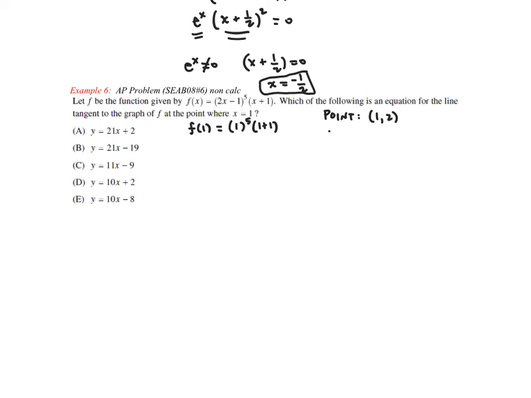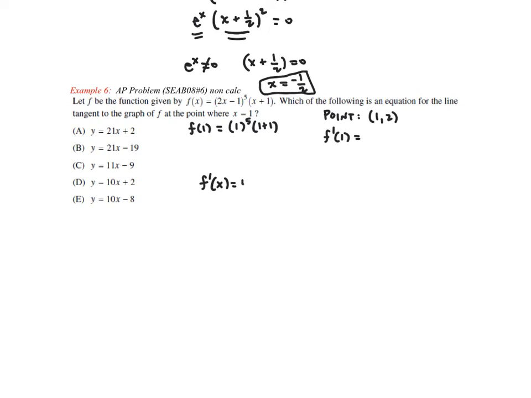Now we need a slope. We need to know f prime at 1. And then we'll have a point and a slope, and we can plug that into our point-slope form, and it looks like we need to get it in slope-intercept form. So to find the slope, I need f prime at x, which is going to require both the chain rule and the product rule. So I'm going to use the product rule, but within that, the derivative of the first function will require the chain rule.